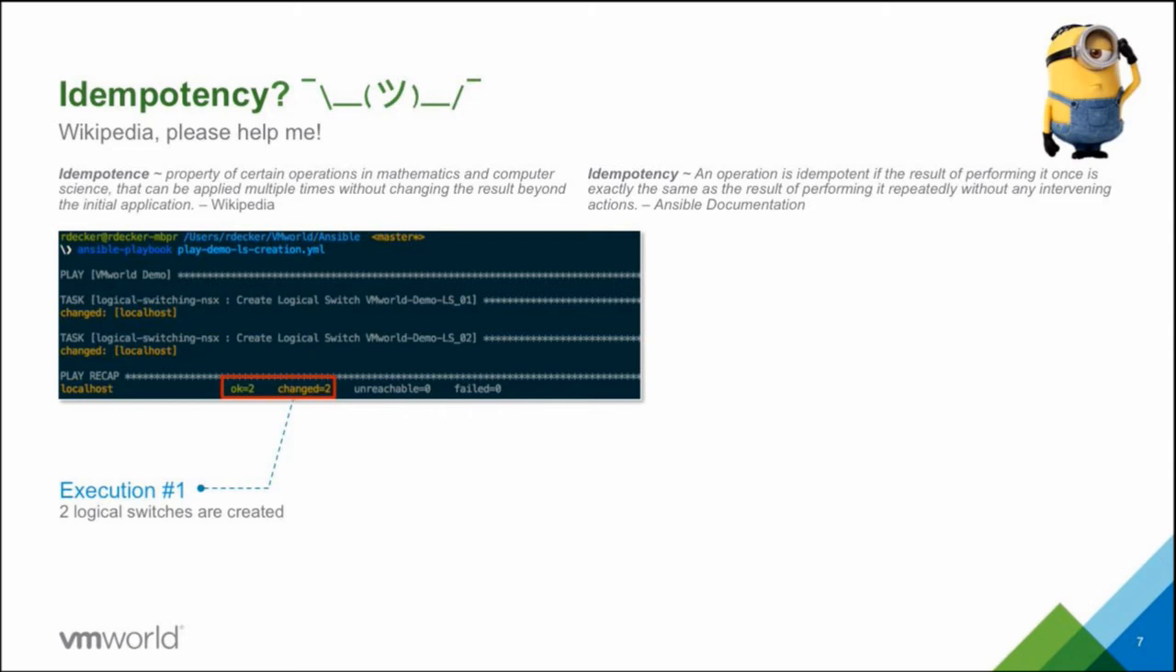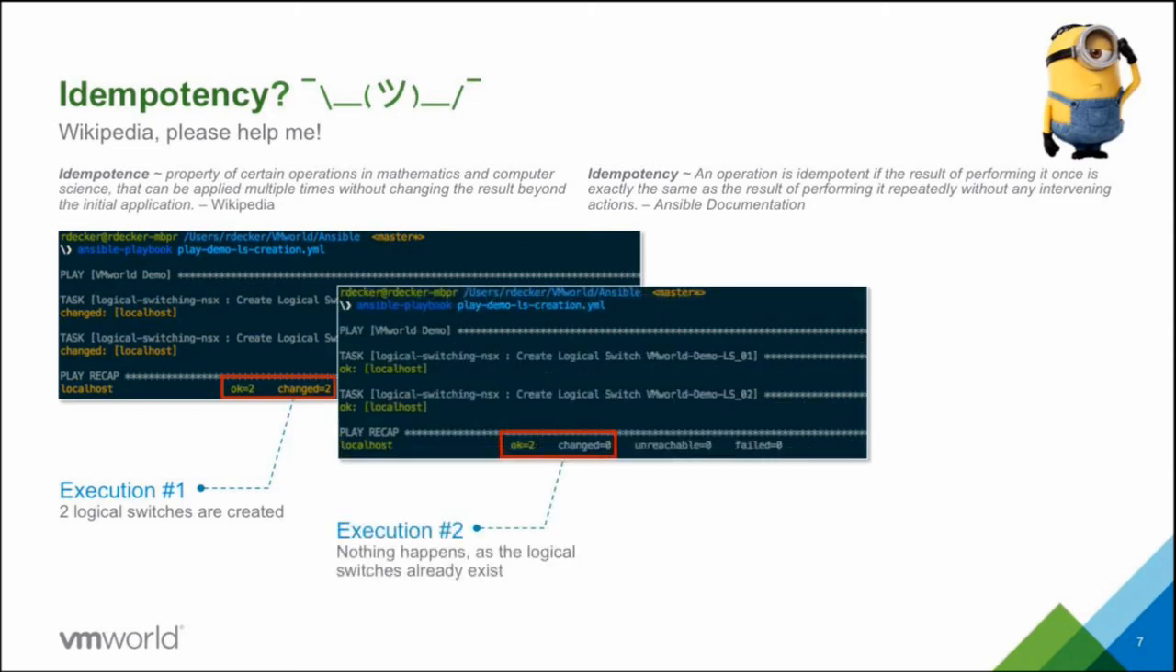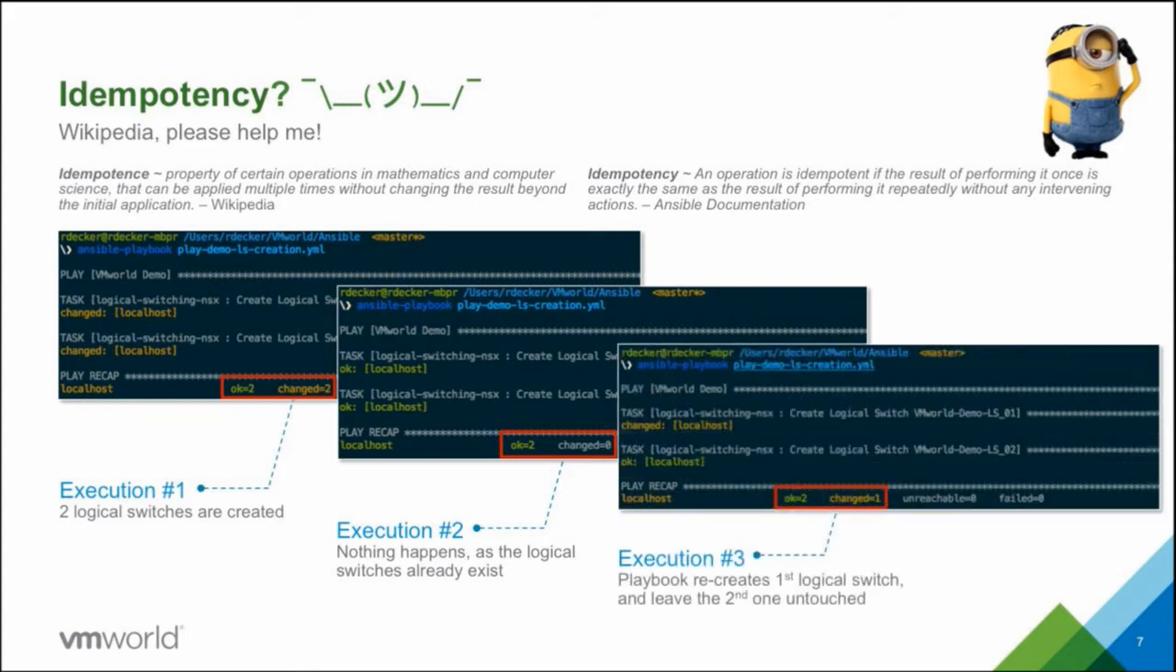Second time, nothing will happen because the logical switch already exists. That's the desired state. But if I manually delete a logical switch and I execute the script a third time, it will recreate the first logical switch and leave the second one untouched. That's idempotency, and this is one of the key features of Ansible.